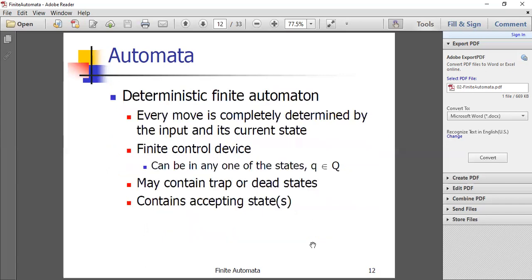Whereas DFA is nothing but every move is completely determined by the input and its current state. Okay, we have only one state here, one input symbol, and a finite control device. It can be any one of the states, that is nothing but Q. Our DFA may contain trap or dead states also. It may contain accepting states.